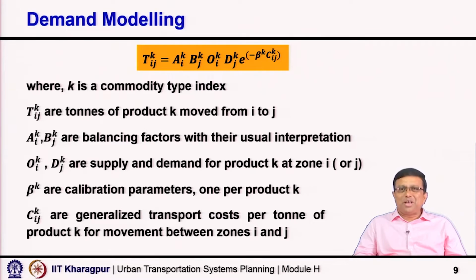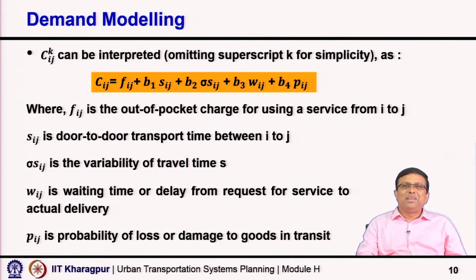Cij is, as usual, the generalized cost per ton of product K movement between zone I and zone J. Now, the way we calculate the cost for goods movement is very robust, I should say. Generally, if we remove the commodity type part, then we can express Cij as I have shown here, with so many components.